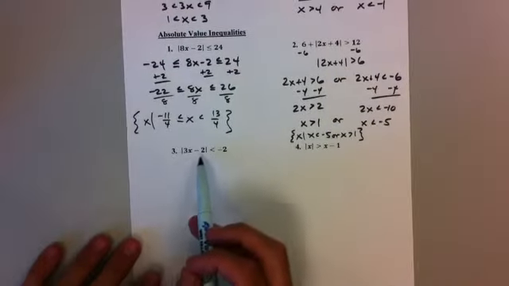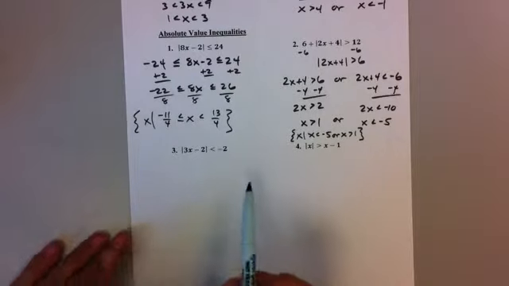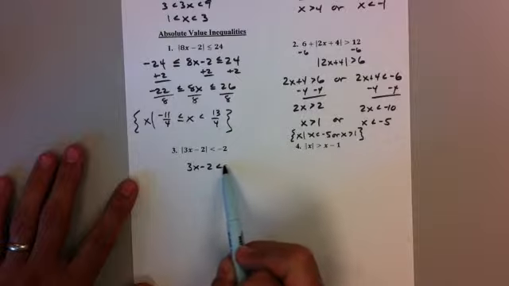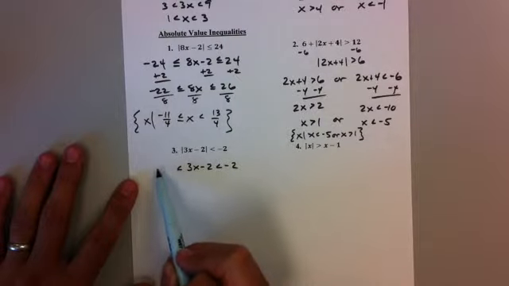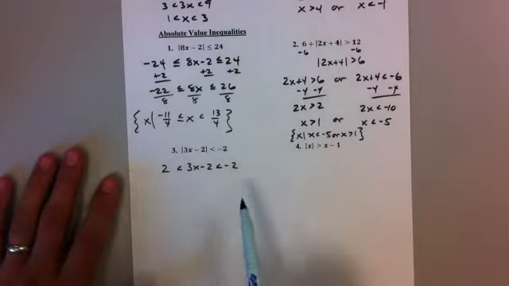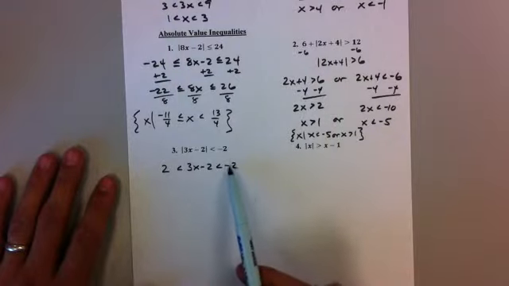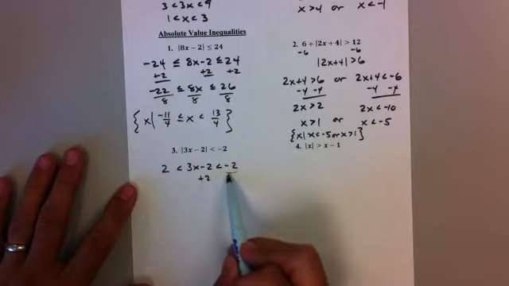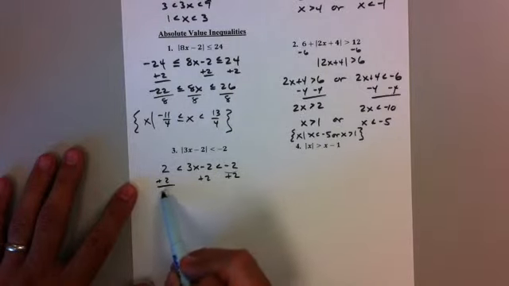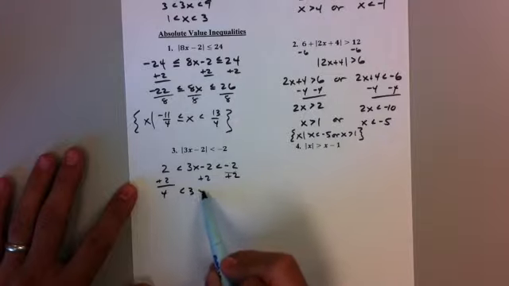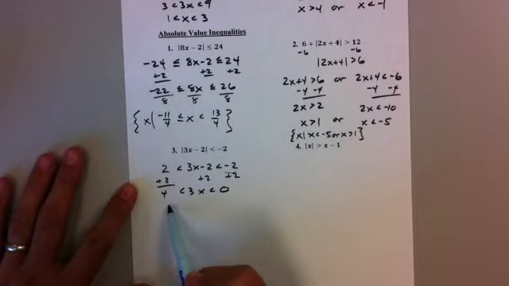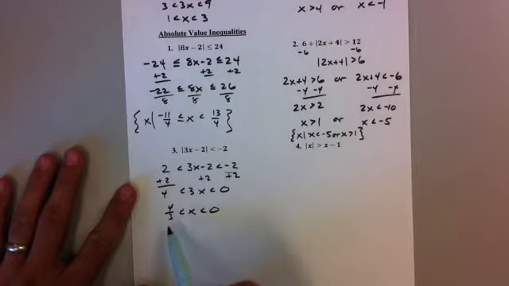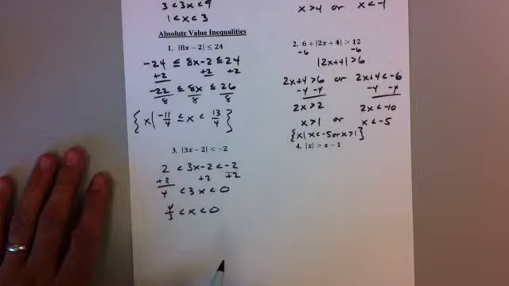The absolute value of 3x minus 2 is less than negative 2. Less than is "and." So 3x minus 2 is less than negative 2 and greater than positive 2. You notice that every time we do that, the sign switches. So here I'm going to add 2. Divide by 3, I get 4/3. So x is greater than 4/3 and less than 0.